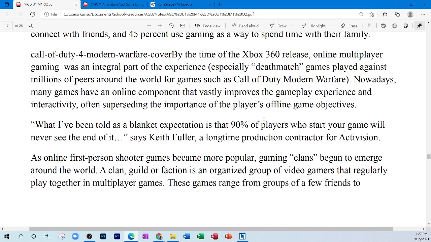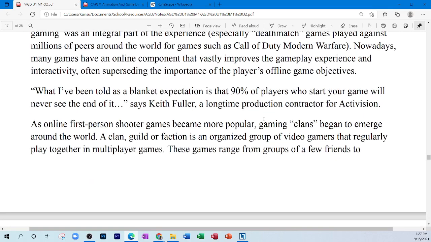What I've been told as a blanket expectation is that 90% of players who start your game will never see the end of it, says Keith Fuller, a long-time production contractor for Activision. As online first-person shooter games became more popular, gaming clans began to emerge around the world.